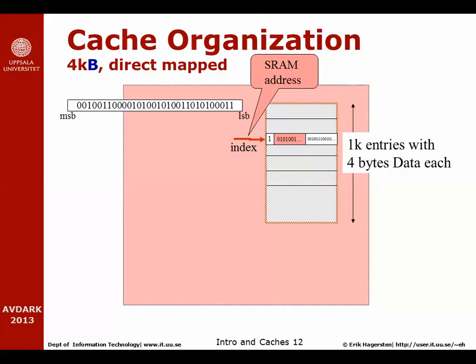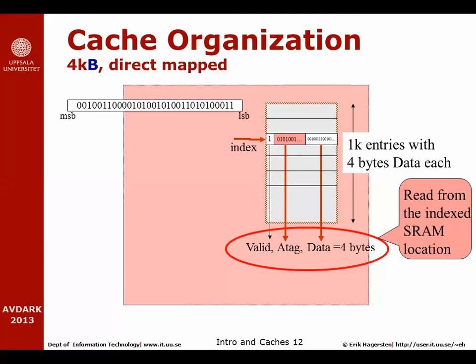Since this index function must find 1 out of 1K possible entries, we will need 10 bits of index function. So the index function will let us find the right place or the right entry out of those 1K entries, and the information stored at that place in the SRAM will be read out. So we will read out the 4 bytes of data. We will read out the address tag, which is the one we're going to compare with to figure out if this is the right information. And we're going to have a valid bit saying whether or not we actually can trust this data on that entry in the cache at all.